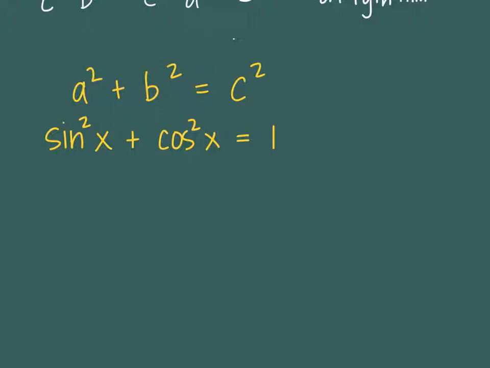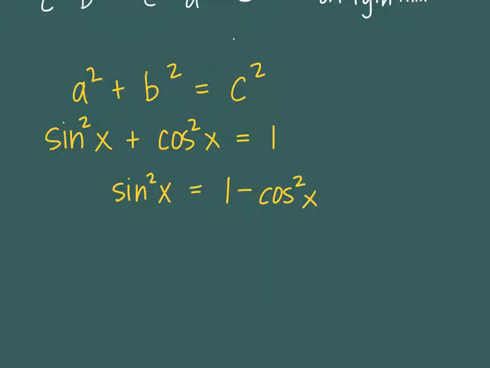But you should also be able to manipulate it. What would you do to get sine squared by itself? You subtract the cosine squared from the other side. So sine squared x equals 1 minus cosine squared x. Those two things are identical as well. You can replace in order to reduce using those.